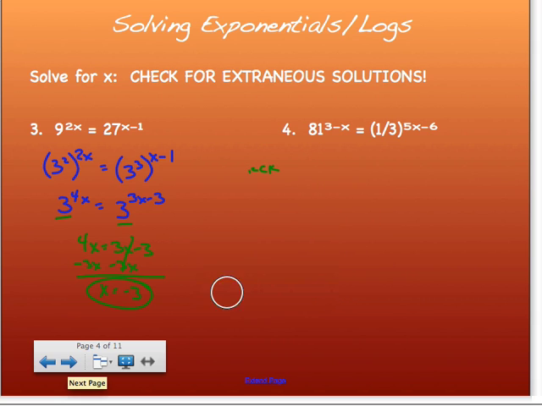Go ahead and pause the video and try to do number 4 on your own. I'll give you a few seconds here, and then I'll move on, and I will help you fill this in tomorrow in class. So try and do number 4: 81 to the 3 minus x equals 1/3, all raised to 5x minus 6.